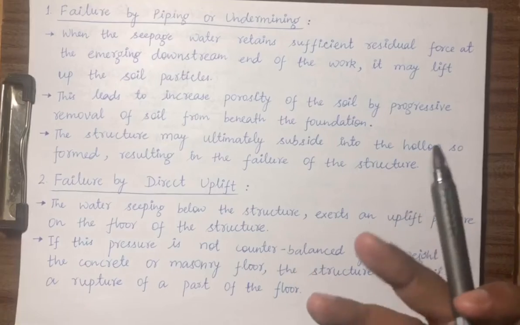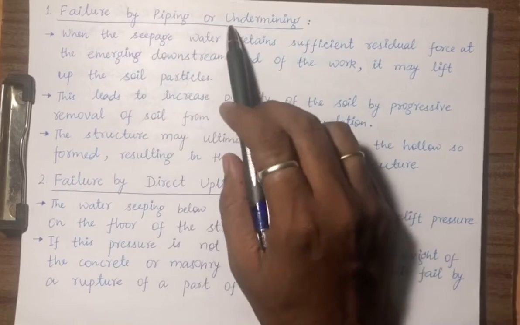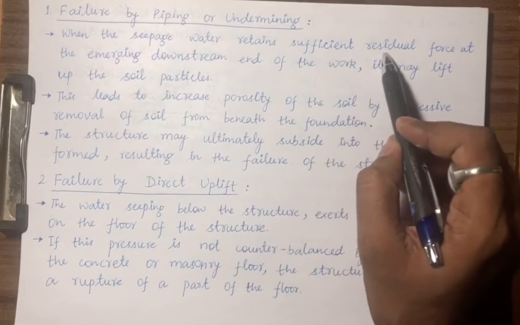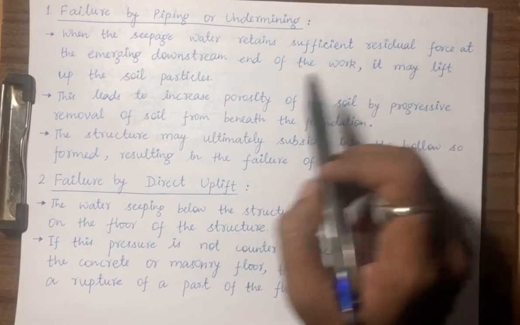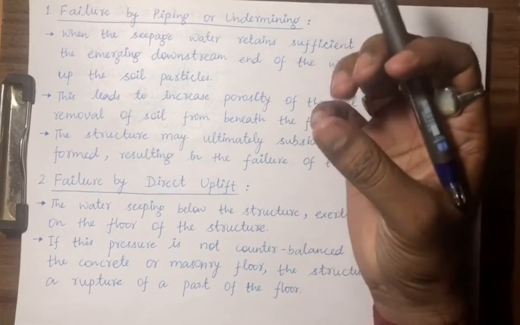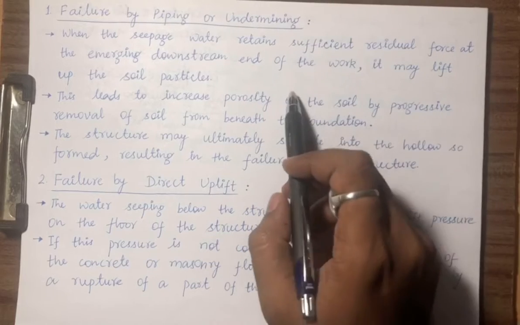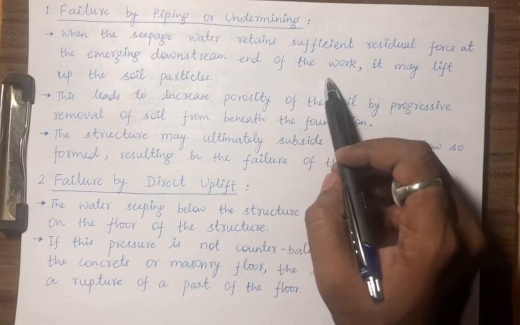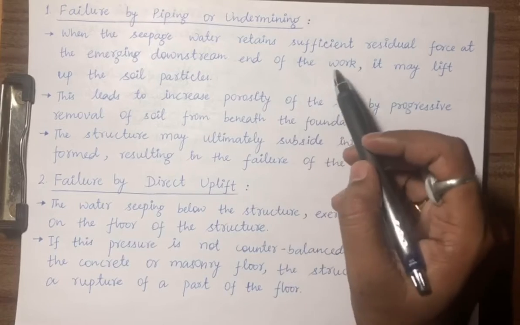So let us see what these two failures are. First is failure by piping or undermining. When the seepage water retains sufficient residual force at the emerging downstream end of the work, it may lift up the soil particles. Due to very less intermolecular forces between the soil particles, the water can easily penetrate, will easily make its place between two particles, and in this way the effective stress will get reduced or it may become zero.